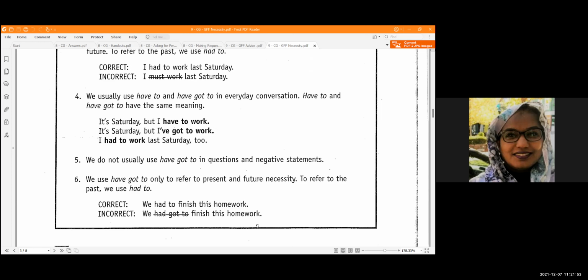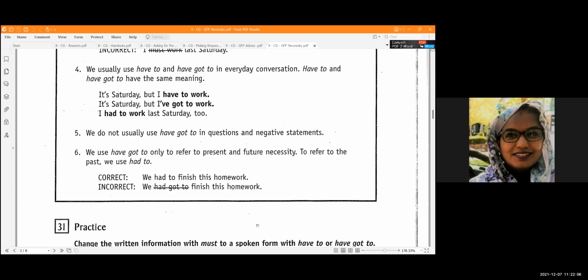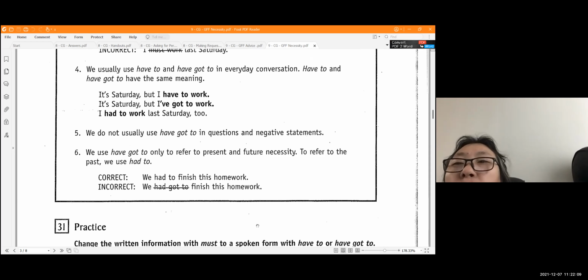Number 5. We do not usually use have got to in questions and negative statements. We use have got to only to refer to present and future necessity. To refer to the past, we use had to. Correct: We had to finish this homework. Incorrect: We had got to finish this homework.